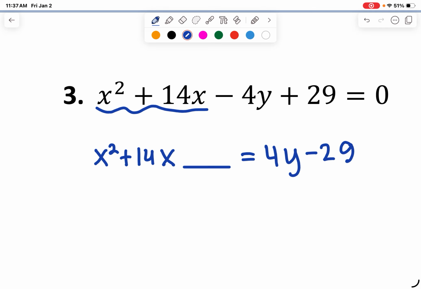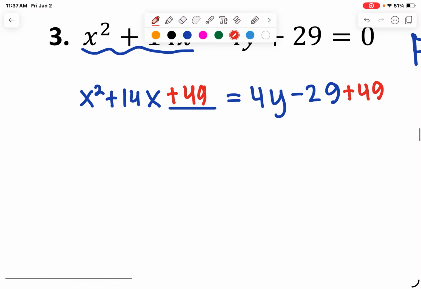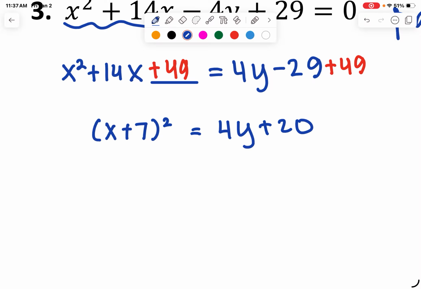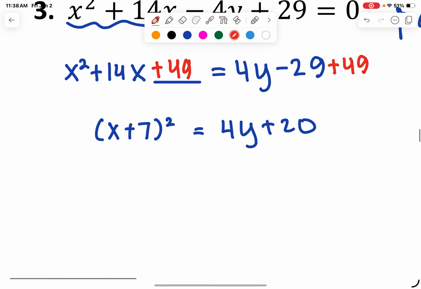All right, so now I'm going to complete the square for x, take half of 14, which is 7, and square it, which is 49. And then I just added 49 to this side, so I have to add 49 to the other side. Factor that trinomial, that's x plus 7 squared, equals 4y. I combine those two to get plus 20. All right, so it almost looks like a parabola, but I need it to be solved for its variable with a coefficient of 1. So I need to get y by itself. To get y by itself, I'm going to subtract 20 from both sides.